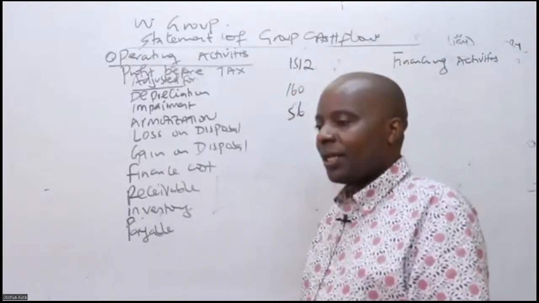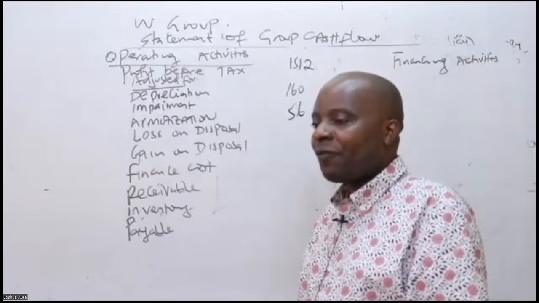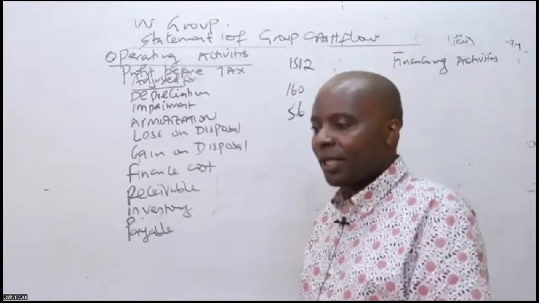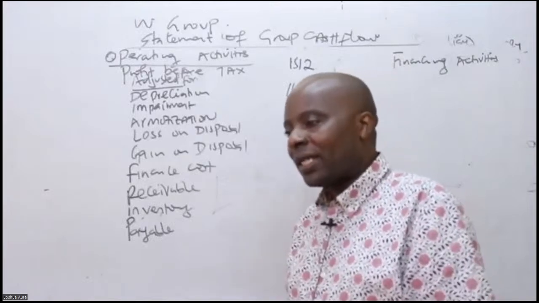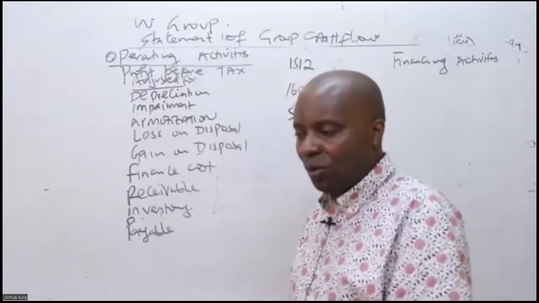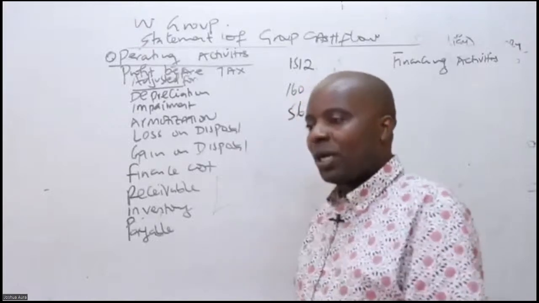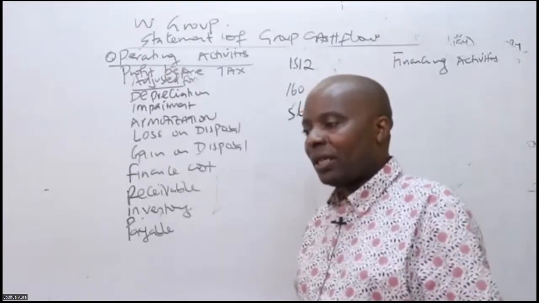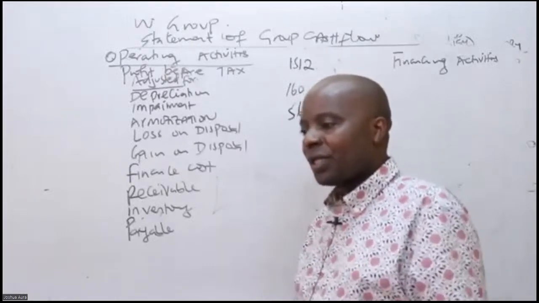The other one that I'll be able to pick very fast, a free mark there, is the finance cost. Is there anybody who is able to see finance cost of the group from the P&L, from the profit and loss?